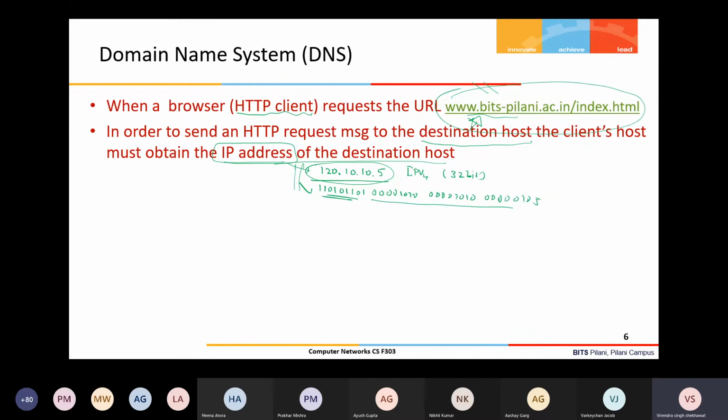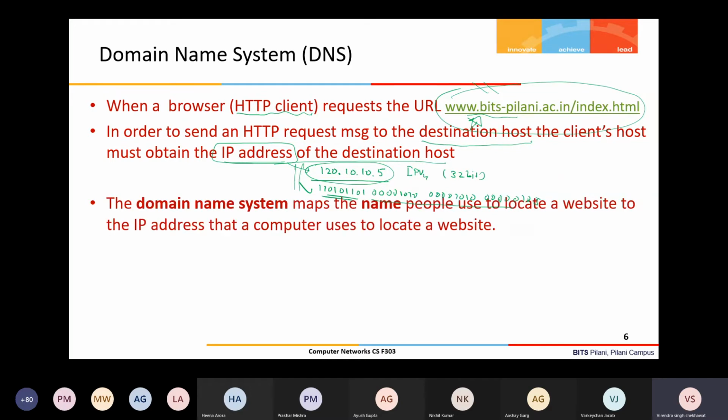Now the question is, if it is a must, fine, because processing alphanumeric names would be more complicated for routers compared to just processing these numbers, then where is the host name converted to the IP address? Because as an end user I am not providing this information anywhere when I am accessing a web page using a web browser. To answer this, we need to understand that there is a system which is the domain name system. It's a name service which maps the name that people use to locate a website, meaning this host name, to the IP address that a computer uses to locate a website.